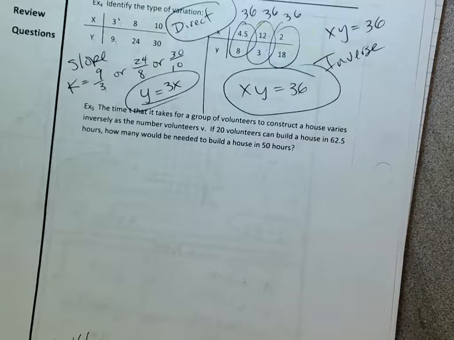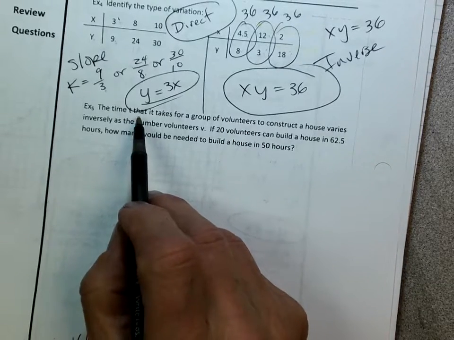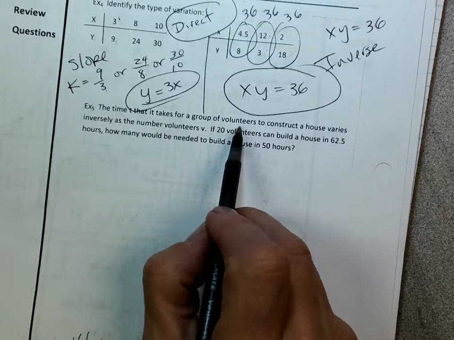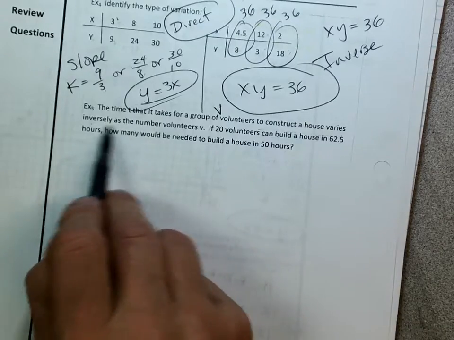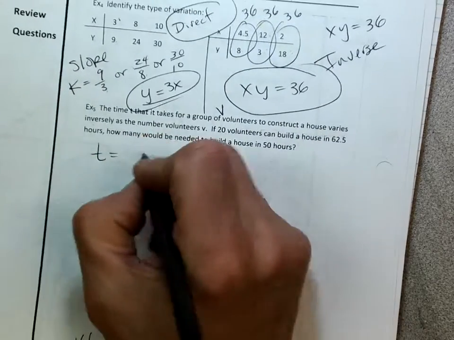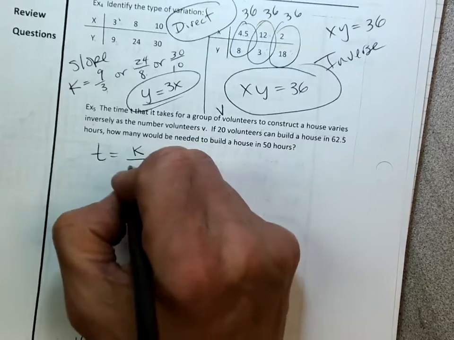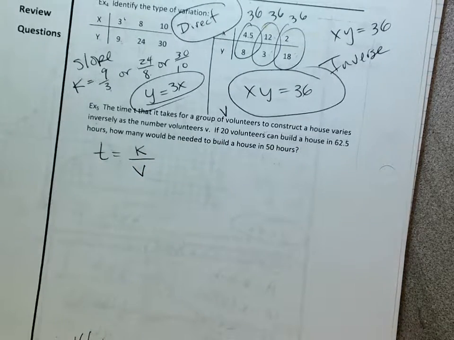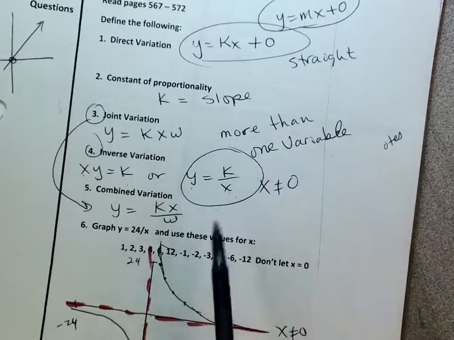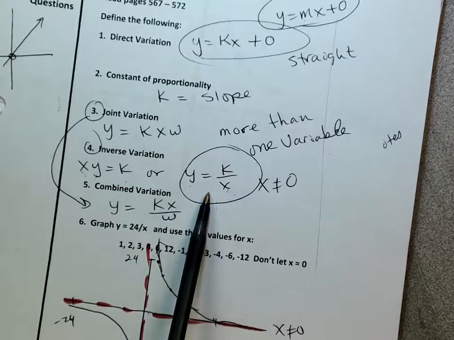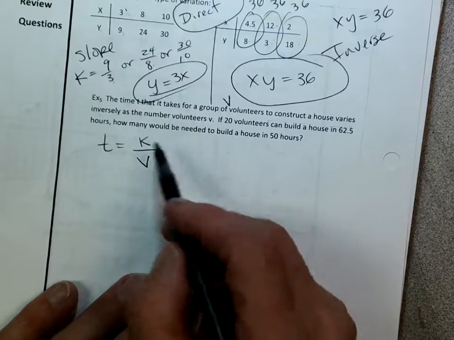Example 5 has a lot of stuff in it, so let's read it carefully. The time t that it takes for a group of volunteers, let's call that v, to construct a house varies inversely. So I'm going to set up t equals k over v. Remember, if it's inverse variation, we could use either form, but since we're using a variable, let's just use that one.